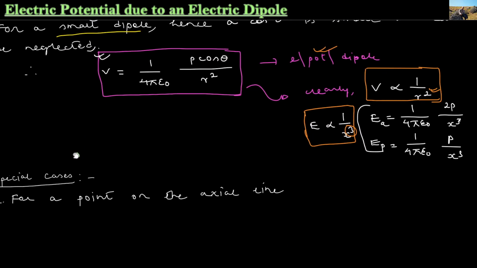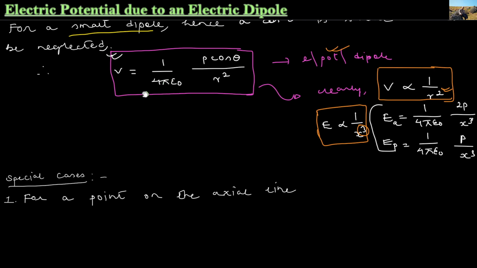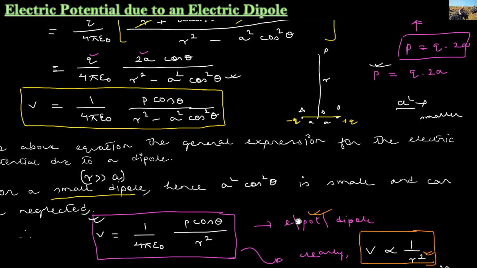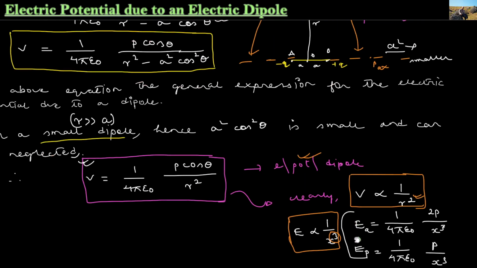So from here, we'll study some special cases from this resultant formula. Let us assume that this point P is on the axial line. When I say axial line, that means this is our axial line. When this point P is located over here, that means this is a point on the axial line. This point over here will be one point on the equatorial line. Those are the special cases.